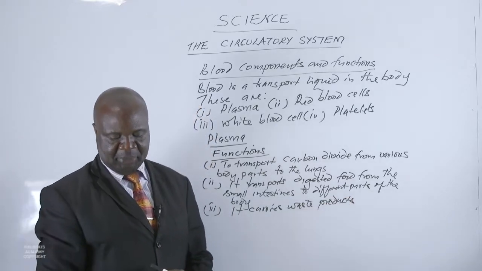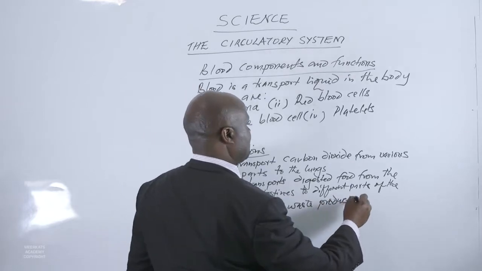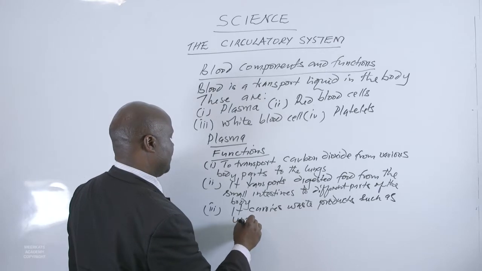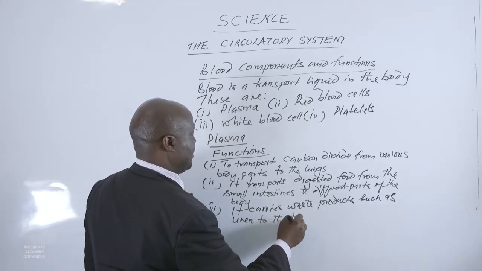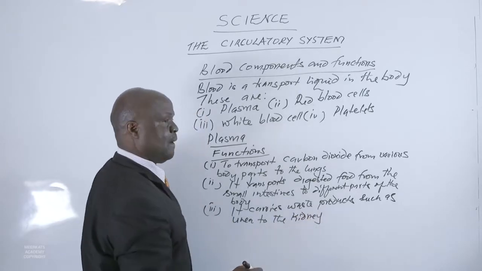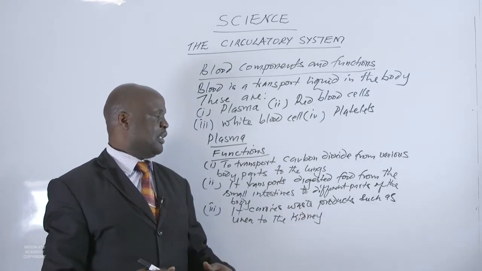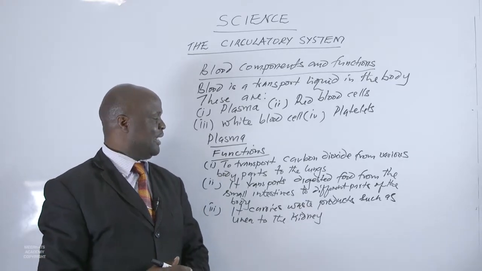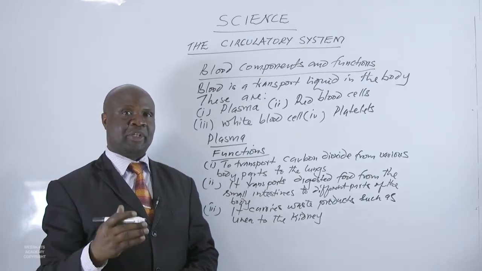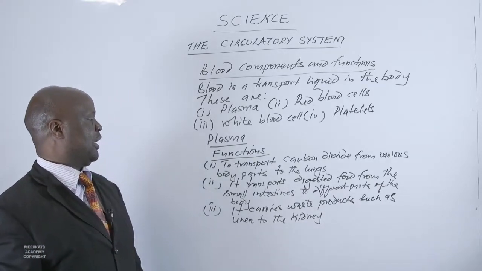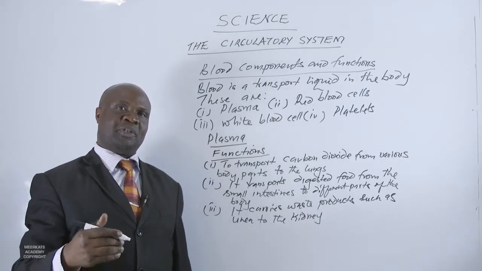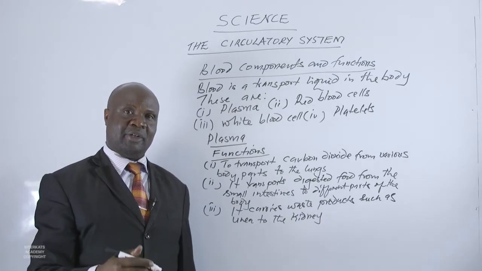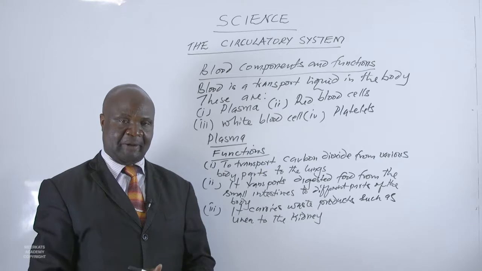Yes, it carries waste products such as urea to the kidney. And we know what the kidney does. It removes this urea to the urethra, then it gets out as urine and so forth. So we can see that it carries waste products such as urea to the kidney, which is later on removed through the urinary bladder and later on leaves the body through the urethra.